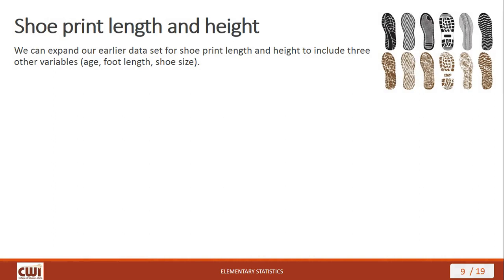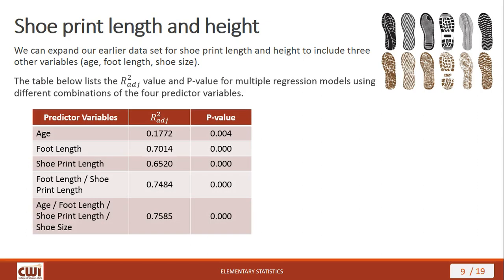Let's look at our earlier example of shoe print length and height to illustrate what we've learned so far about multiple regression models. Sometimes in some of the problems that you have, you're not going to have to make any models. The models will actually be made for you and given to you in a table like you see here. So here we have a table listing predictor variables for different models under consideration, and there are corresponding adjusted R-squared values and p-values. So here we've got 5 different models.